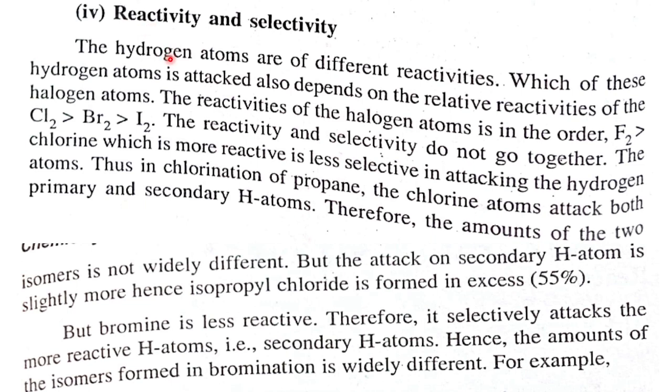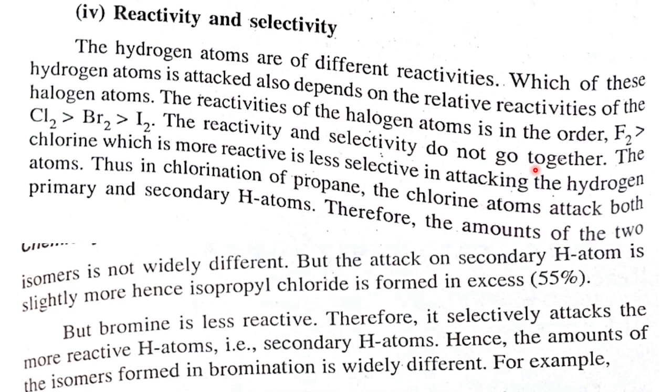Already in the last lecture we studied the reactivity of free radicals. A tertiary free radical is more stable than a secondary, and then a primary free radical, which is highly unstable. Among the halogens, fluorine is more reactive than chlorine, chlorine is more reactive than bromine and iodine, and iodine is the least reactive. And reactivity and selectivity do not go together. It means if your reagent is more reactive, then selectivity decreases, and vice versa.